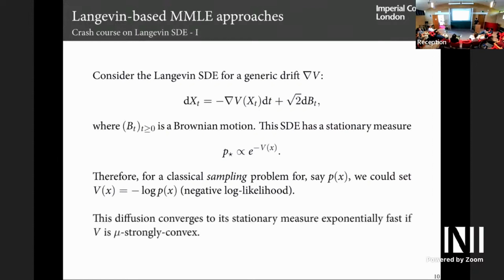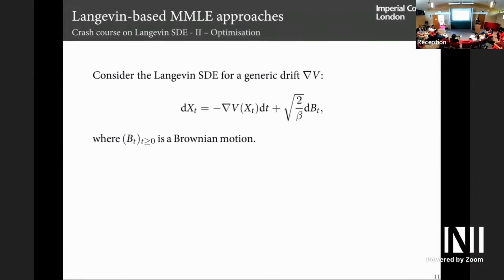Another nice result about these things is that the convergence rate of this diffusion to its stationary measure is exponentially fast if the potential is strongly convex, right? The exponent in the exponential is driven by mu, basically. Okay, so that's appealing. And there's another related result that I will use.